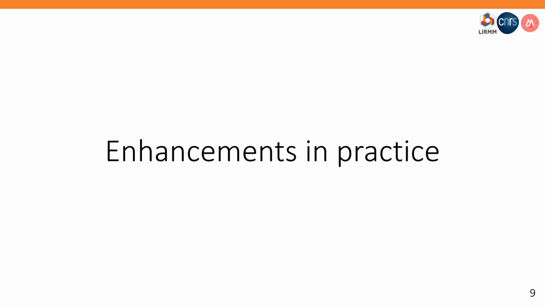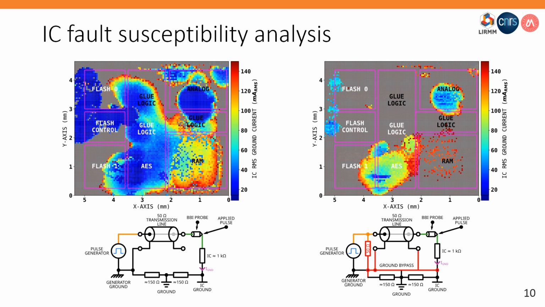Following this very simple experiment, let us now look at more complex and more complete experiments. To verify the soundness of the enhancement we propose, we decided to perform in the first place what we call fault susceptibility analysis. These experiments, shown here on the top of the slide, consist of measuring the minimal current required to induce a fault at every location on the backside of an IC, in that case the STM32.